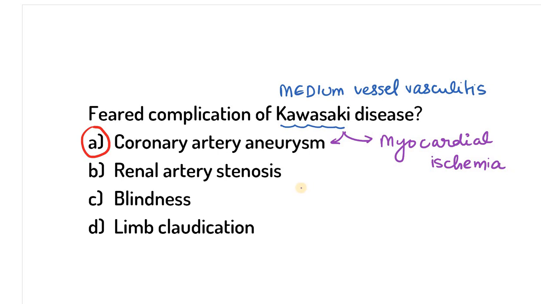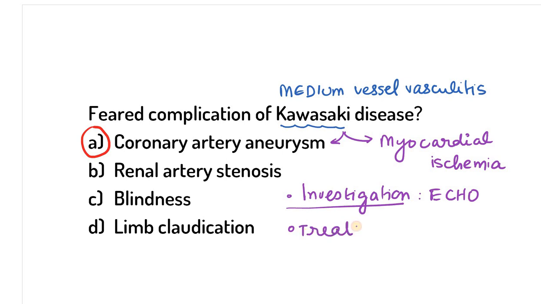They can ask you which investigation is very, very important when a child has Kawasaki disease. What will be your answer? Your answer is going to be echocardiography, because that will help in the detection of coronary artery aneurysms. Next, remember the treatment of choice once a child is diagnosed with Kawasaki disease. The answer is not steroids, but intravenous immunoglobulin, IVIG. That's also a very important question for you to know about.